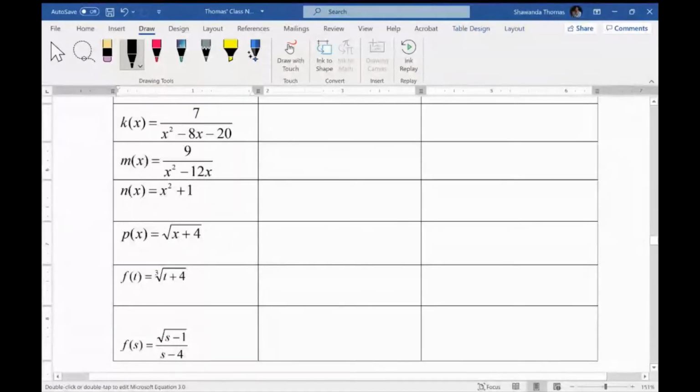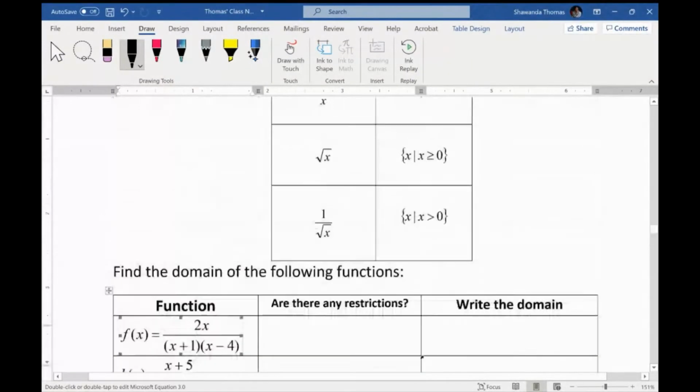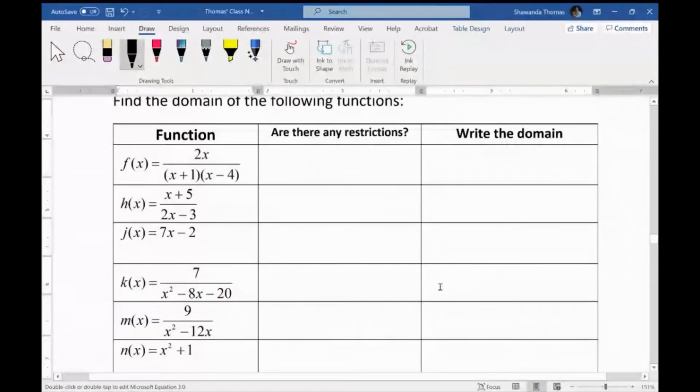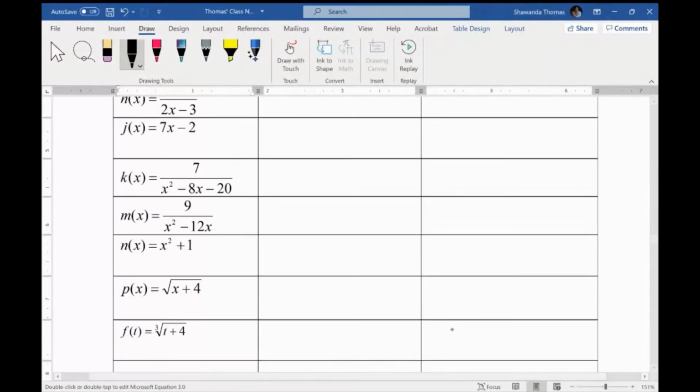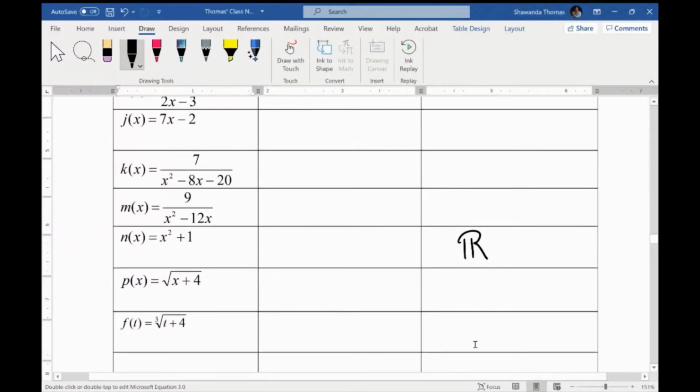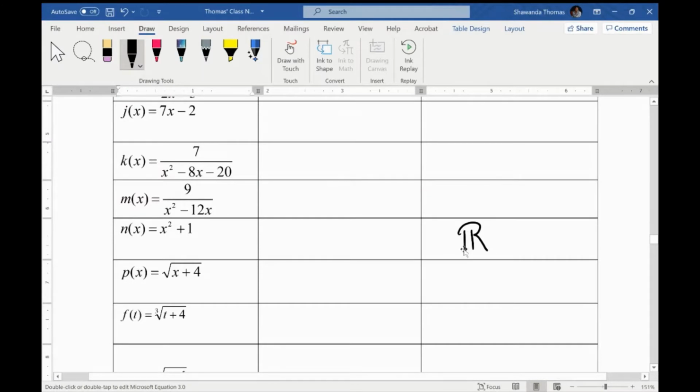What is the symbol for all real numbers? How does that look? It's a double R, like a little double R, with a little line attached to the R.